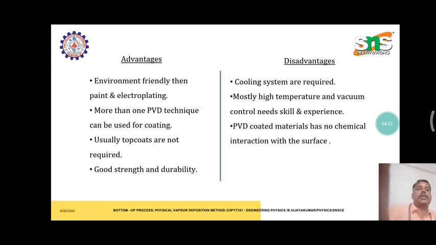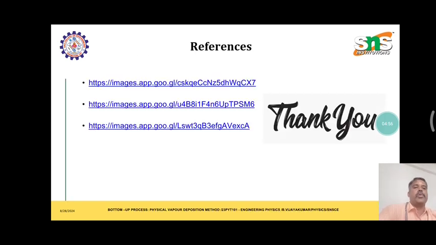Then the advantages: it is environmentally friendly compared to paint and electroplating. More than one PVD technique can be used for coating. Usually top coats are not required. It gives good strength and durability. The disadvantages: a cooling system is required, and the high temperature and vacuum control need skilled and experienced personnel to handle this device. PVD coated material has no chemical interaction with the surface.